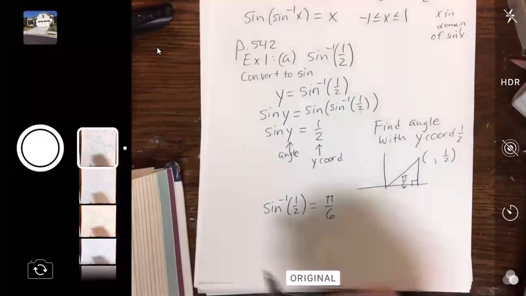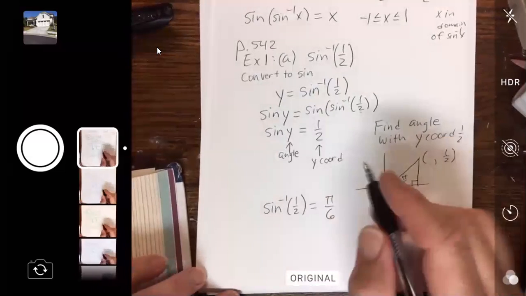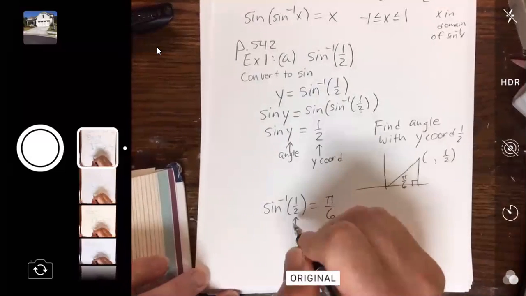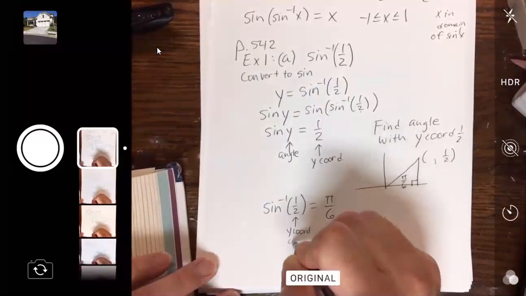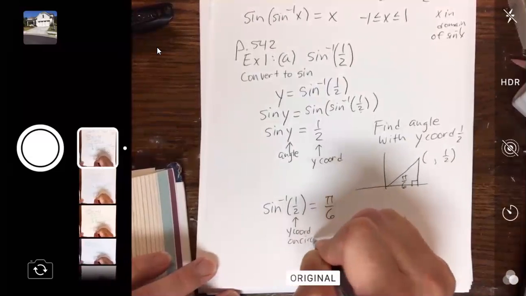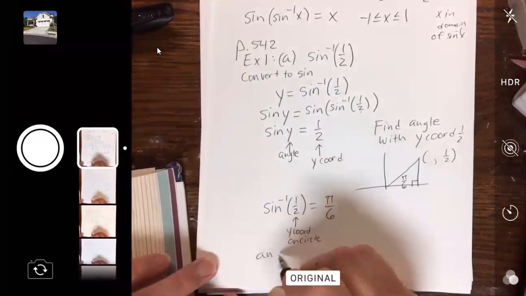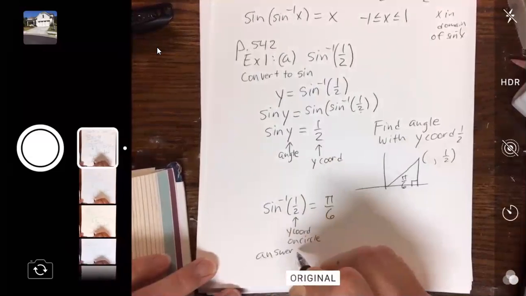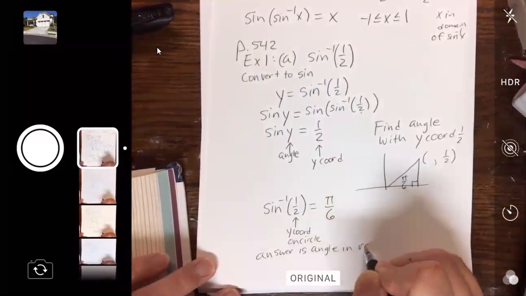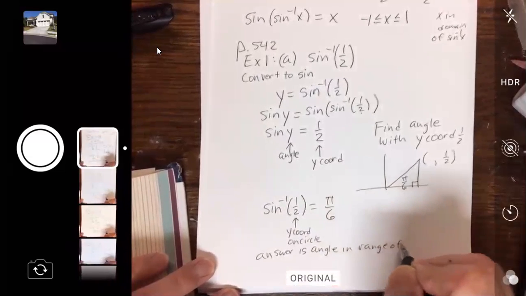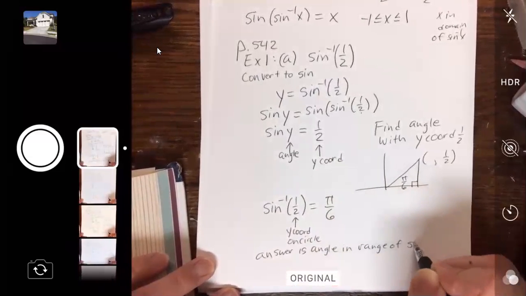So without going through all of this rigmarole, this is the y coordinate on the circle, and your answer is the angle in the range of arc sine.